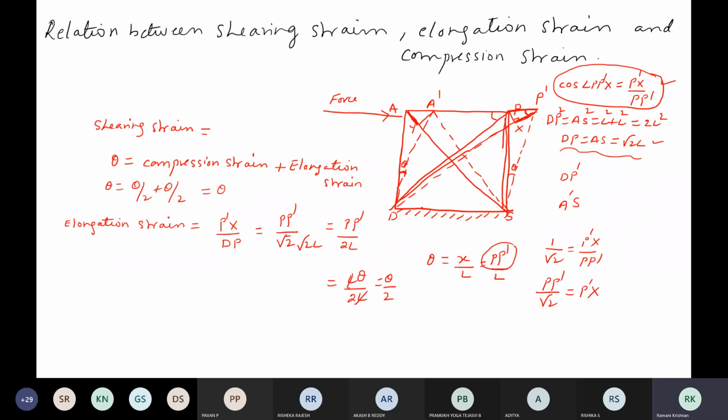I give you two minutes to just look at this screen. Do all these things needed. 1 you do, 2 you do, and 3 you do and keep. For the time being, you don't write L here. L we are going to write for the next topic. You can write theta is equal to pp dash by L. So you should come up to theta by 2.